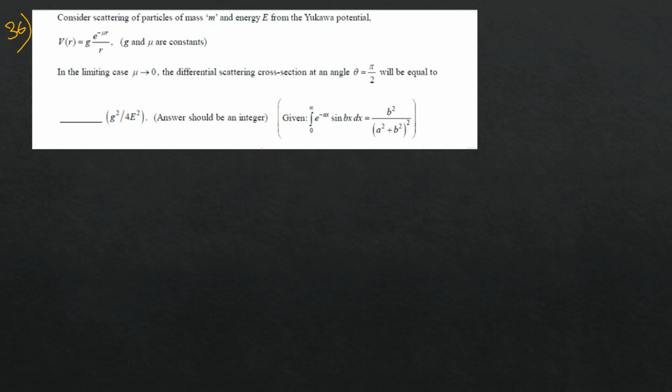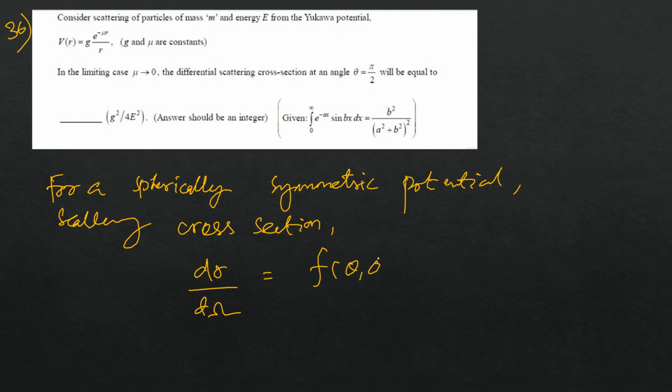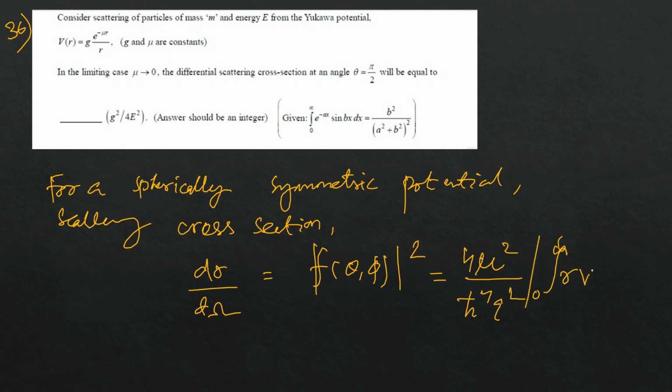We know that for a spherically symmetric potential, the scattering cross section d sigma by d omega is equal to |f(theta, phi)| square, that is 4 mu square divided by h cut fourth q square, times the integral from 0 to infinity of r V(r) sin(qr) dr, whole square. So q is equal to 2k sin theta by 2.